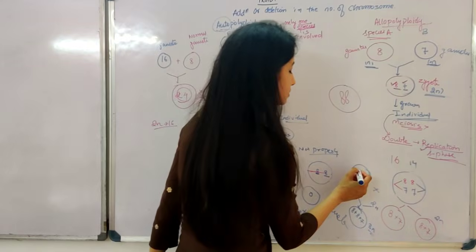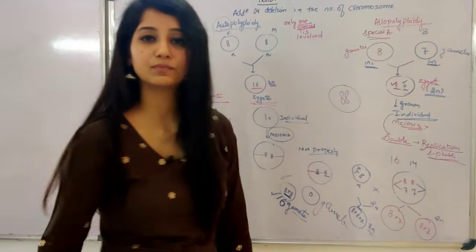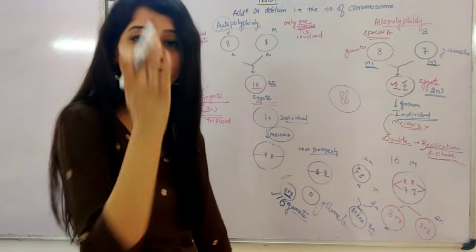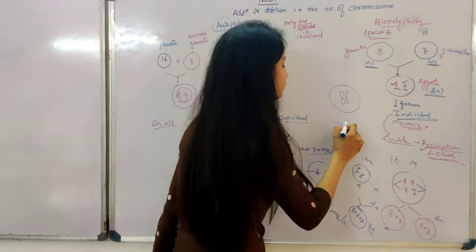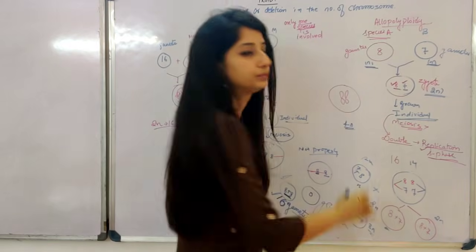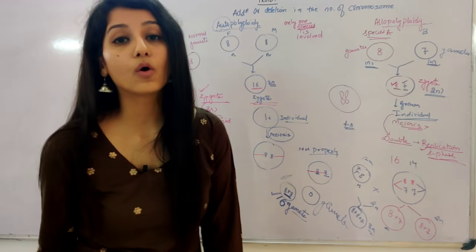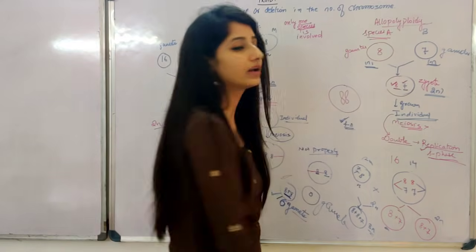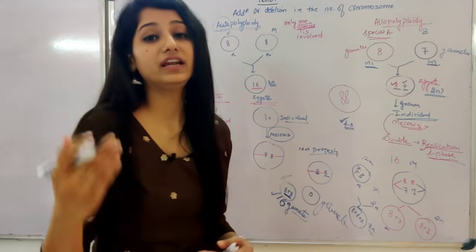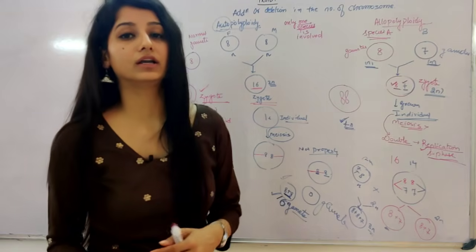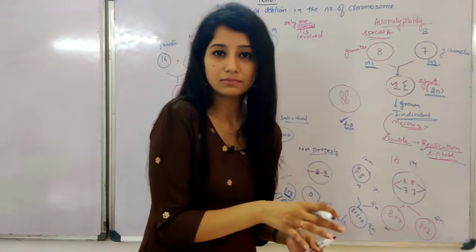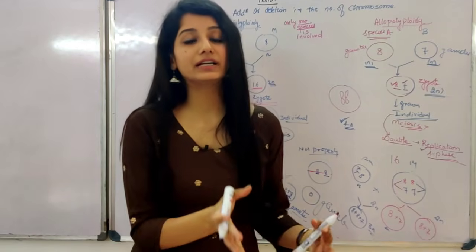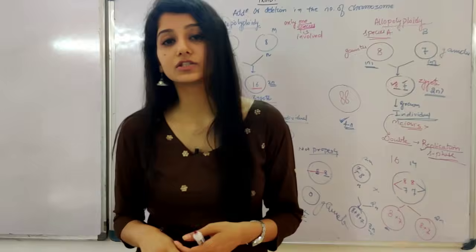And if it was fertilized with another 2n gamete, now the zygote will be 4n. So this is the condition. Due to this, what happens? Tetraploidy, triploidy, pentaploidy occurs. This generally occurs in plants. It doesn't occur in humans or in animals, but it generally occurs in plants.